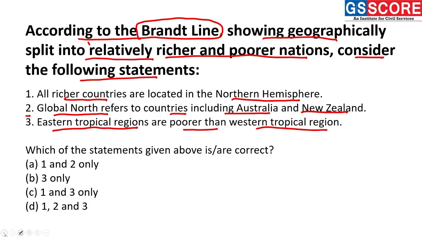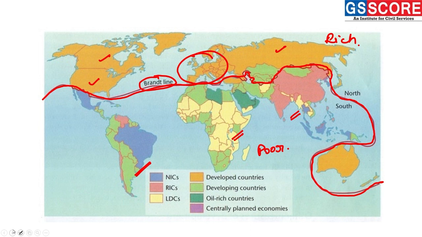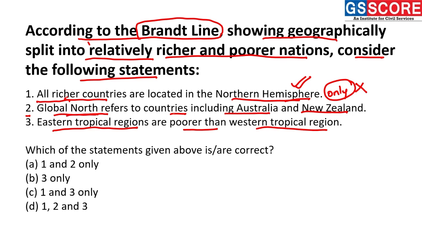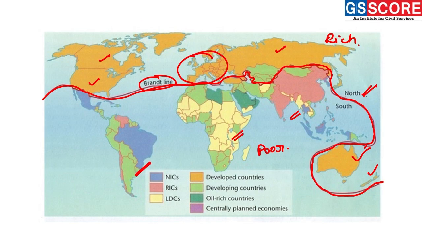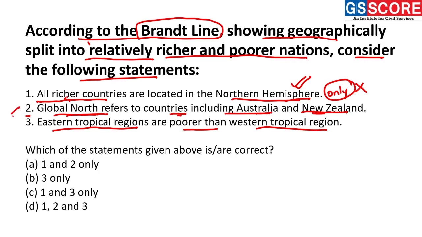Now, looking at statement 1, all richer countries are located in the northern hemisphere. This is basically a correct statement. If it would have said, all richer countries are located in the northern hemisphere only, then this statement would have become incorrect, because we can see there is presence of Australia and New Zealand in the southern hemisphere also, which is included in the north divide. Statement 2 is, global north refers to countries including Australia and New Zealand. As we have seen in the map, these 2 countries are also included in the north divide. They are considered as developed countries, making this statement a correct statement.